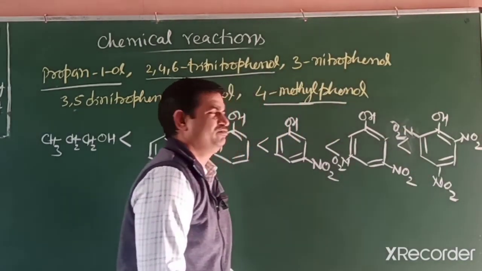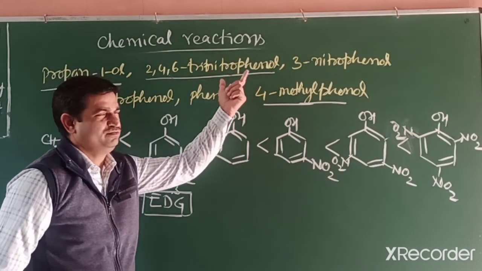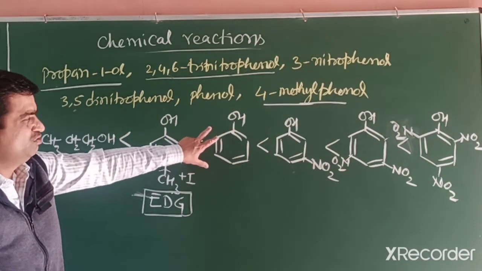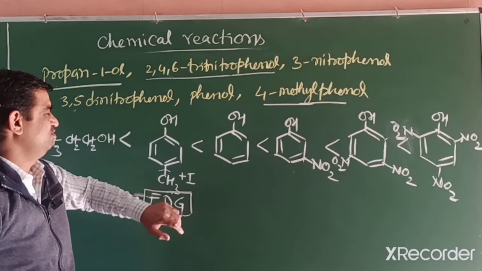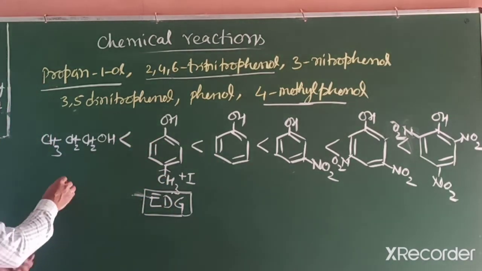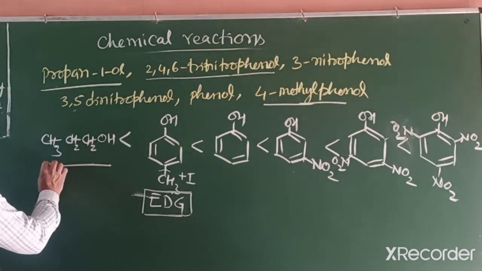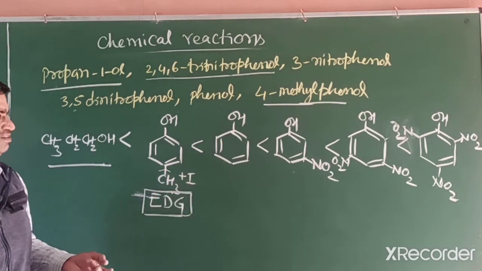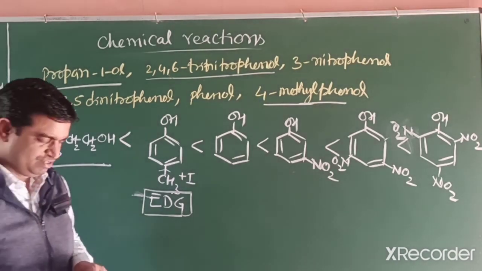The reason is that it has three withdrawing groups. Then there are two withdrawing, one withdrawing, and no donating or withdrawing group, so phenol. Then donating group compounds are weaker acids, and alcohol is the weakest acid. So in this way we have to arrange in increasing or decreasing order. This one is increasing order, and alcohol is weakest.